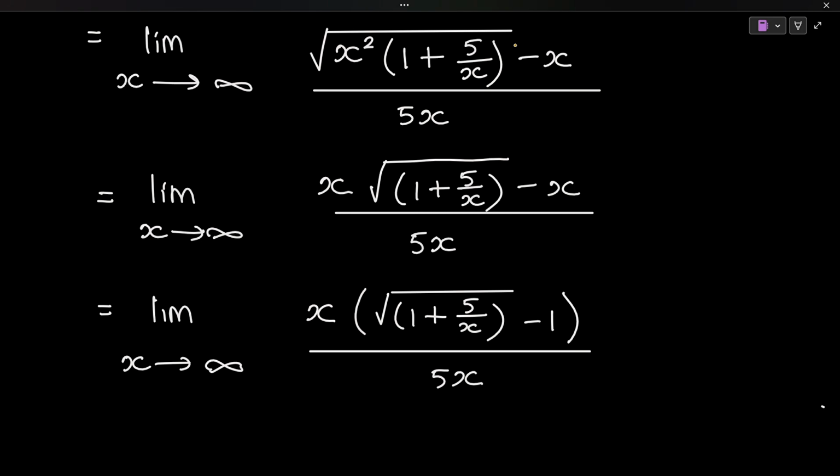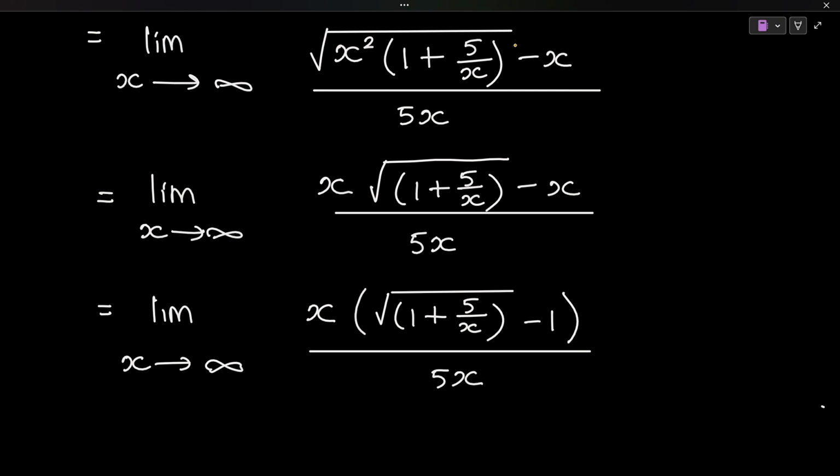Also, let's just mention, why did we leave this x as a positive x? The reason why we did that is because x is approaching positive infinity. So we are dealing with positive x values. Notice in the previous example, once we factored out, we replaced x with negative x. That is because x was approaching negative infinity.